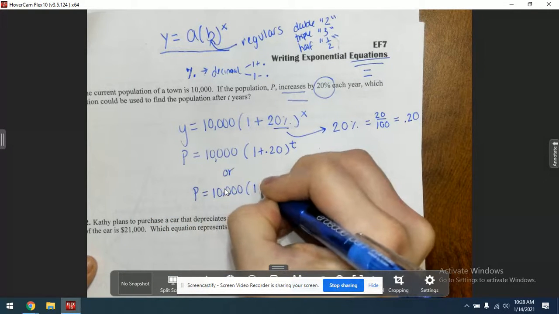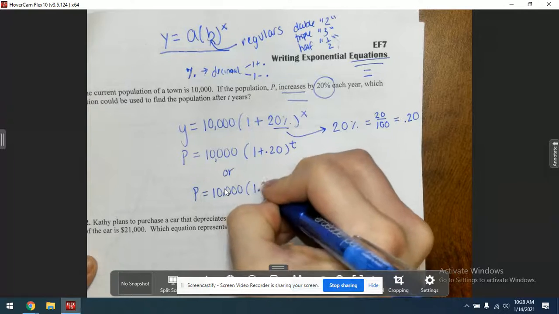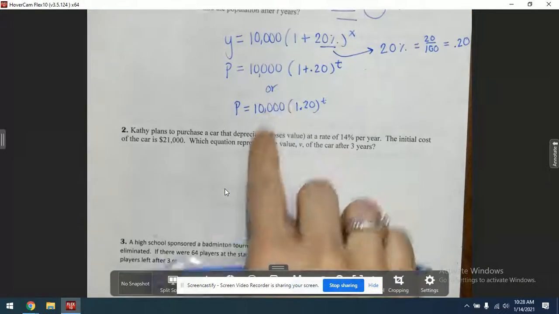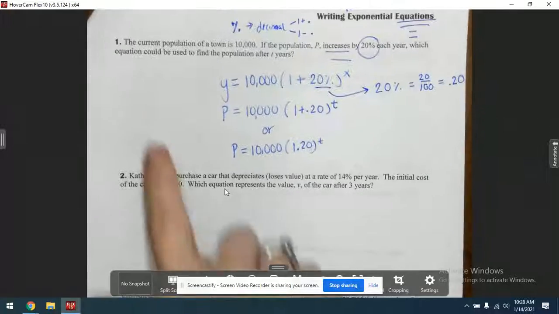Comma or no comma, just make sure you have enough zeros. And there you are. So either of those equations are correct. And that's all we had to do.